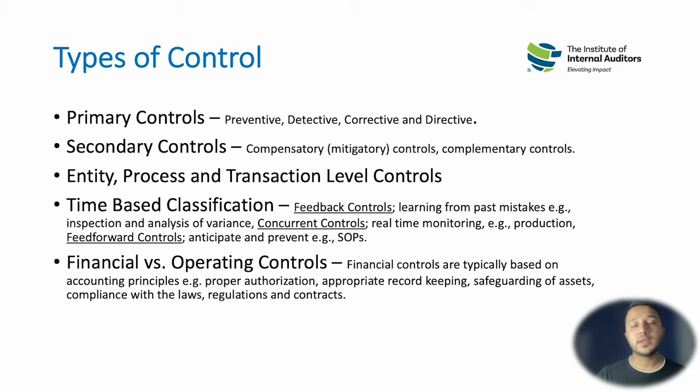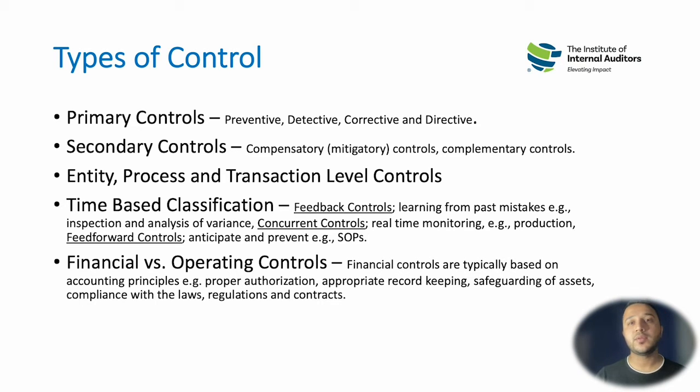Controls could be placed at the entity level, at the top organizational level, at the process level, or at the transaction level. Entity level controls could be through having a properly established organizational structure. In the structure, we can have a board, and we can have audit committees. So this is all part of the entity level. We can have a business plan.